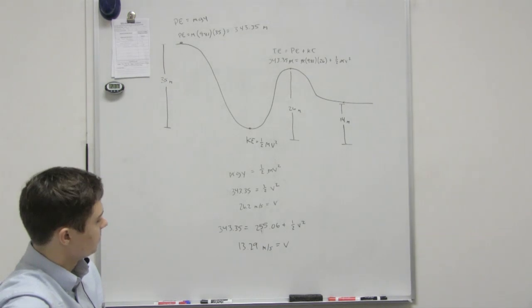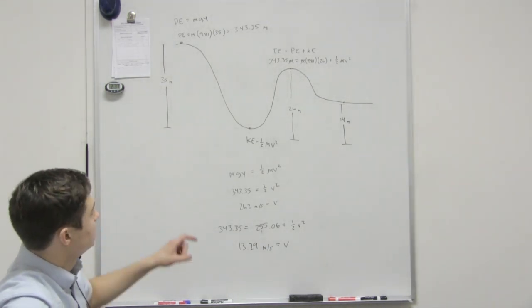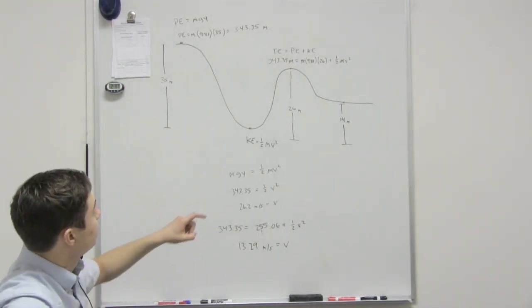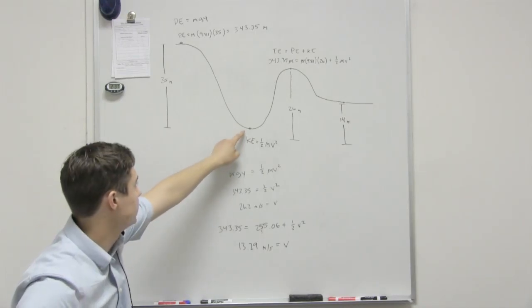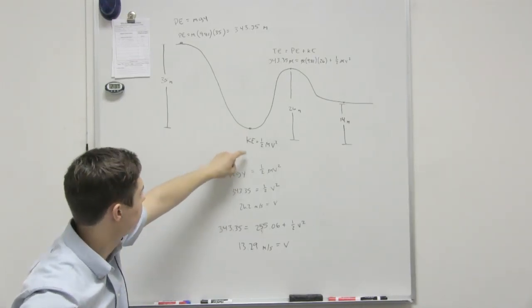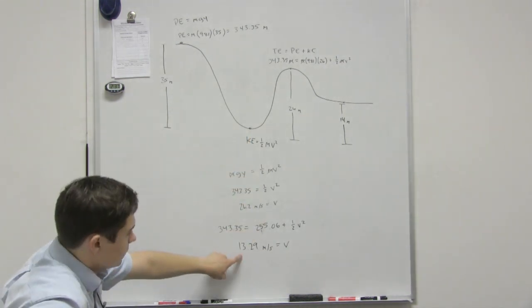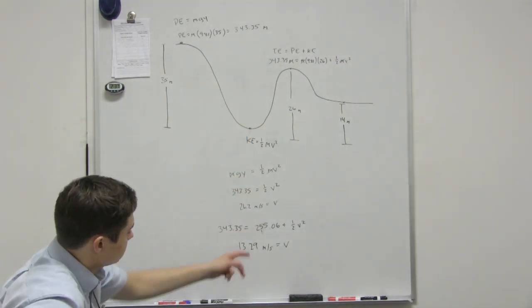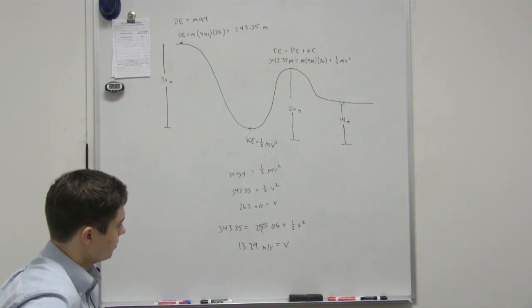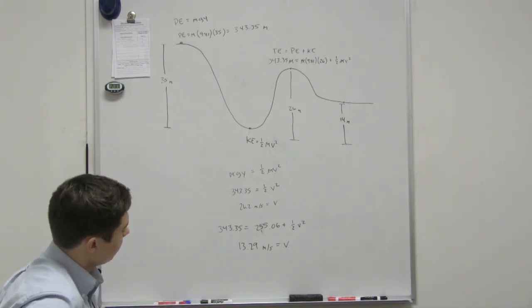And that makes sense because we wouldn't expect it to be any bigger than what it was here. We know it's for sure going to be slower. So here we were at 26 meters per second. Now we're at a little bit more than half of that. So logically that checks out, and we have the math to back it up.